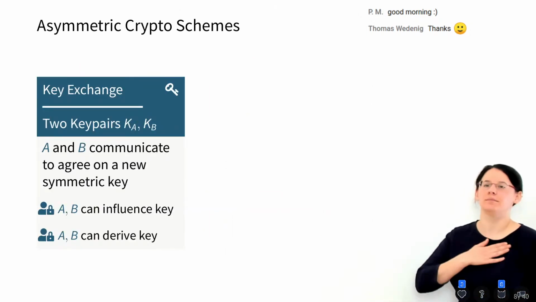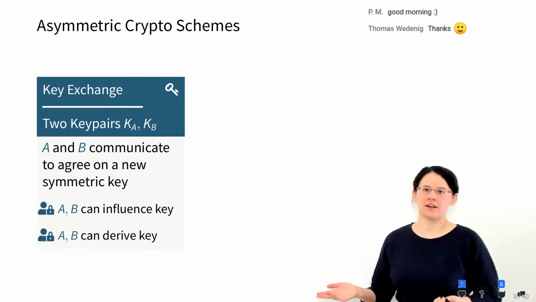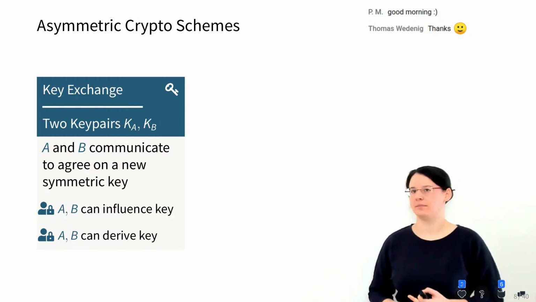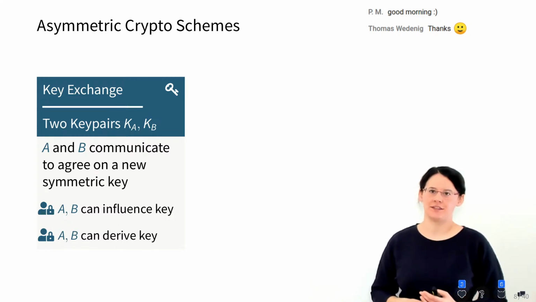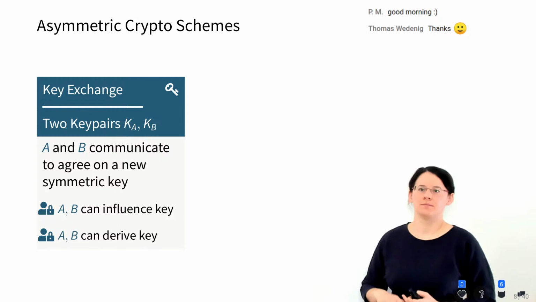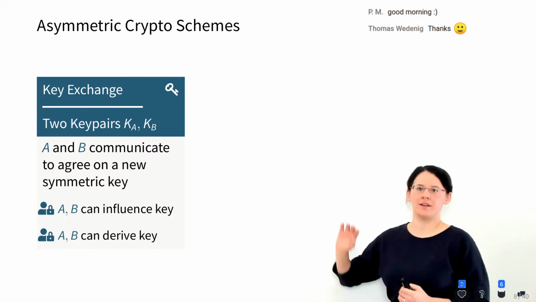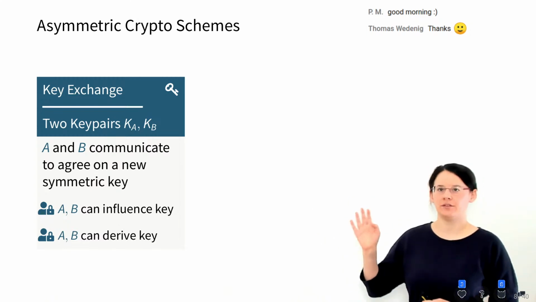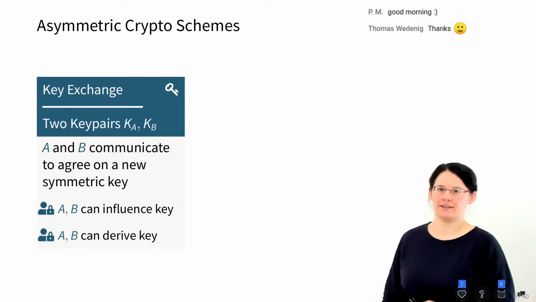Let's see what schemes we have in asymmetric cryptography. The first, and arguably the most essential, or the one that we motivated so far, is key exchange schemes. In this, we actually have two key pairs involved. We have Alice and Bob, and they try to agree on a new key that they can later use for symmetric encryption, like for AES.